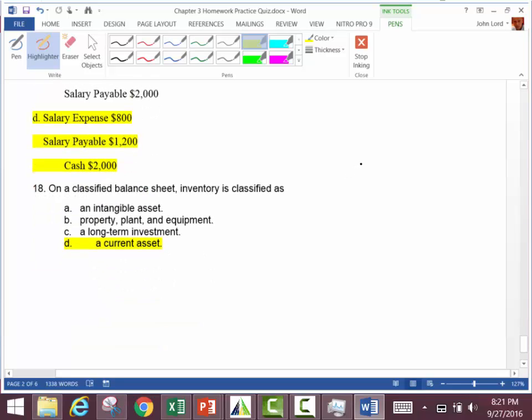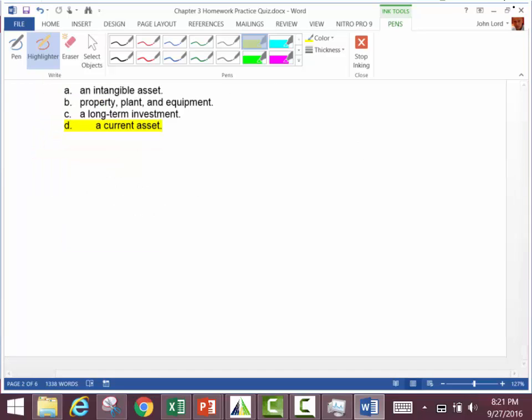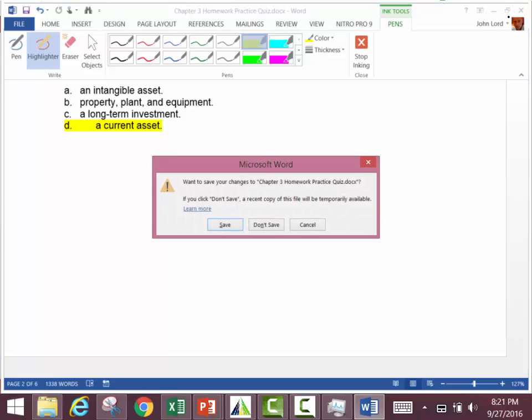On a classified balance sheet, inventory is what? Current asset, right? Okay, good. Can I close this now? All right, good. I'm just not going to save that.